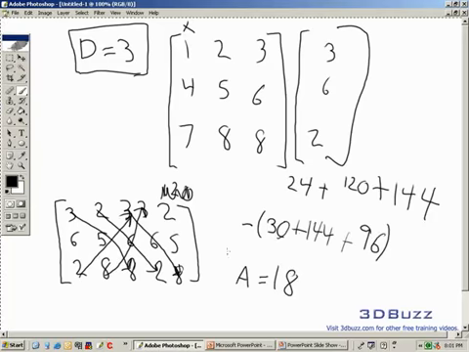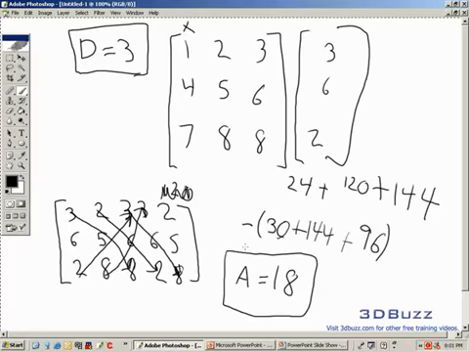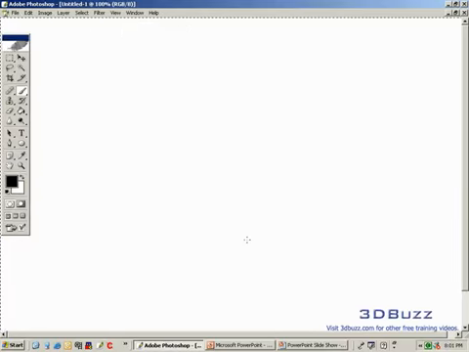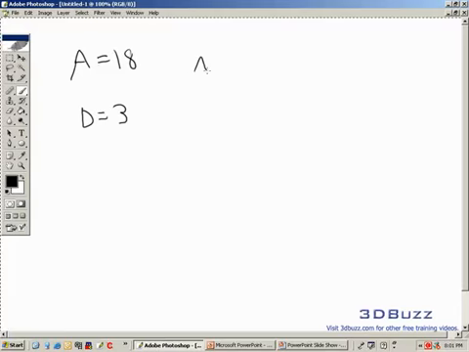In any case, you have A is equal to 18 and D is equal to 3. So now you just divide the two. Right, so I'll just clear this all out. A is equal to 18 as we had, and D is equal to 3. And I believe we said that you do A divided by D. That equals 18 divided by 3, which is 6. So the value of x is now 6.